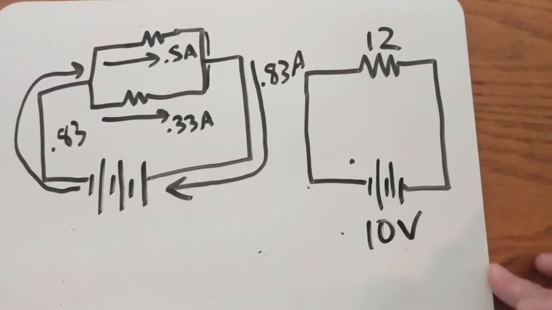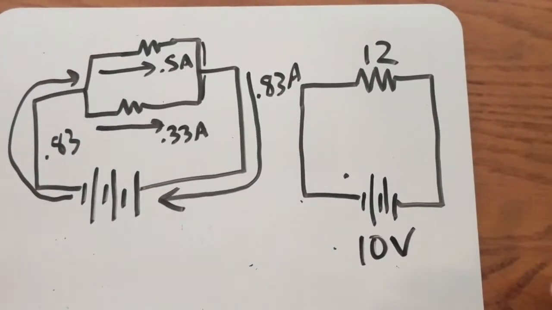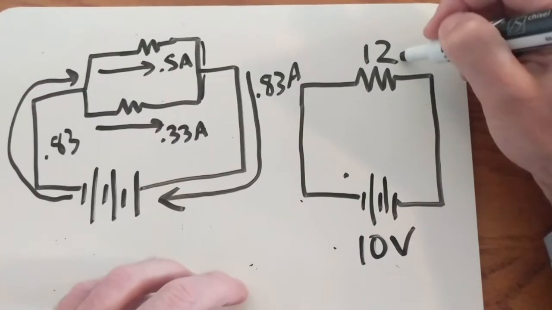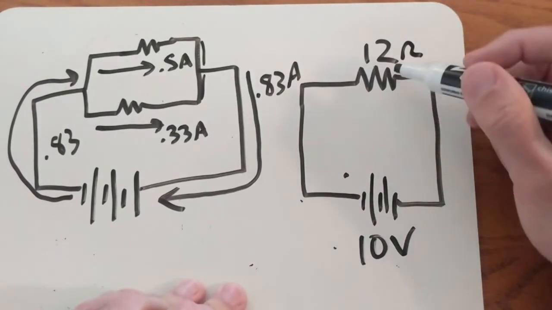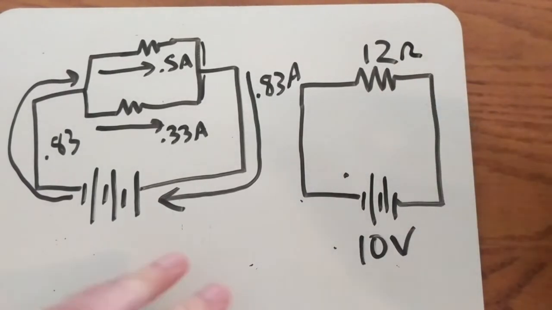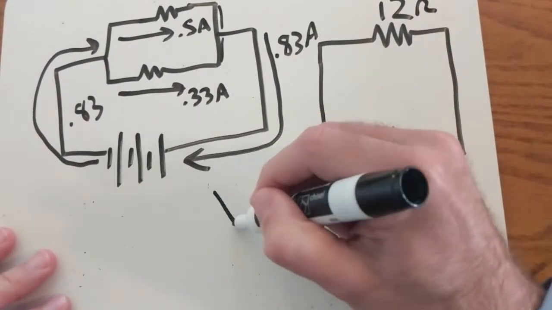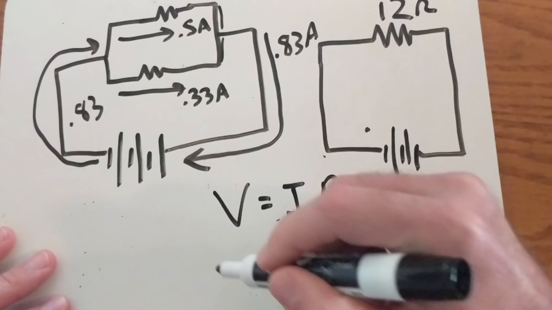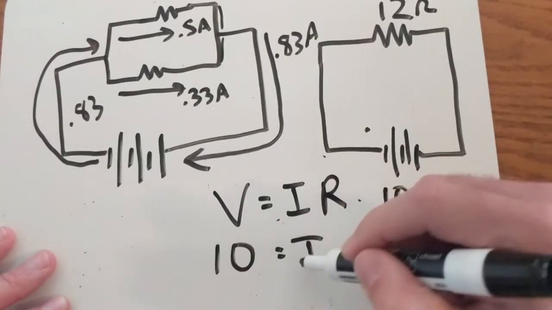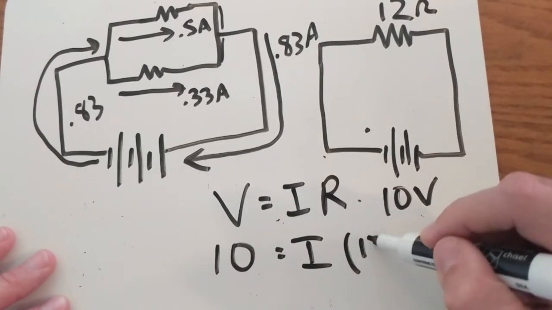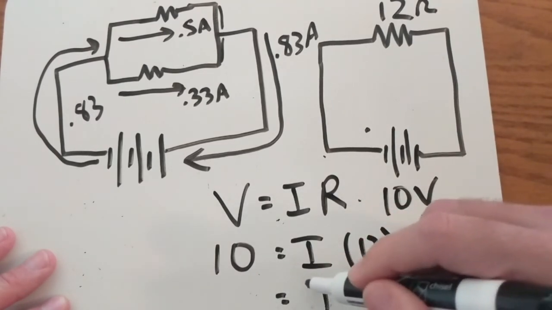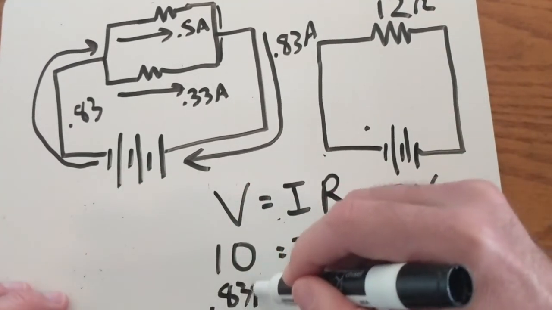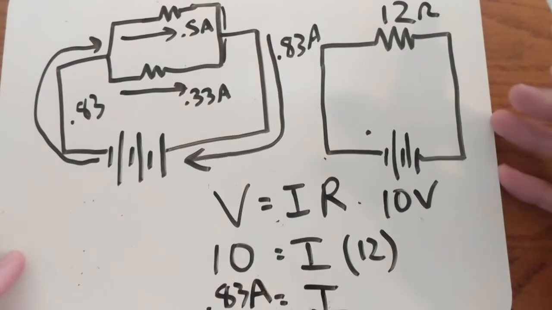And finally, the other way to complete this last part is just to do V equals IR. We know that these two resistors can be replaced with this, and we can see that the 12 ohm is hooked up to 10 volts. So we can just apply our trusty V equals IR equation. We know the voltage, and we're trying to find the current. Our total resistance is 12, and 10 divided by 12 gives us 0.83 amps, which is good because that's what we solved for the other way.